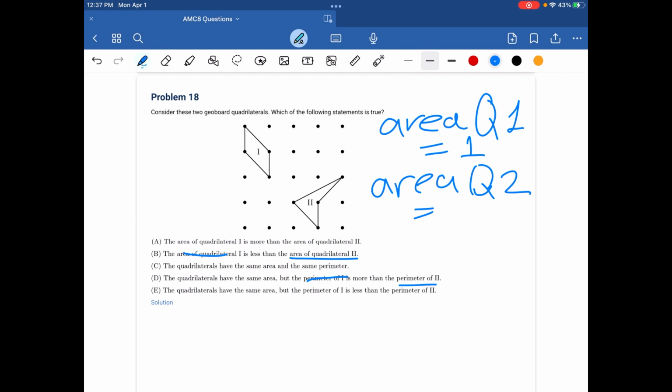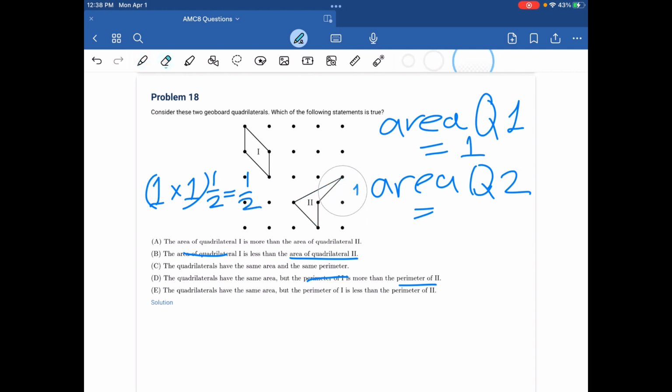The area of Q2 is actually pretty easy to find. We know that the base of the top part of it is 1, and the height is also 1. So we find the area of that top triangle, this triangle over here, using the triangle formula, which is base times height times a half. So 1 times 1 times a half, which is just equal to a half again.